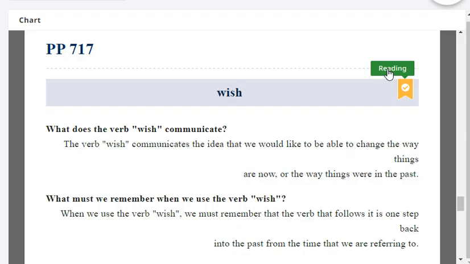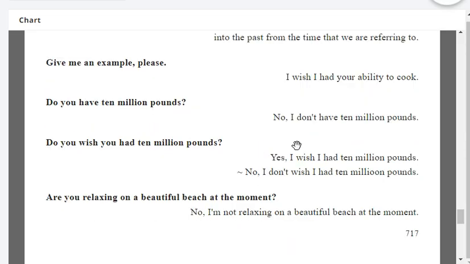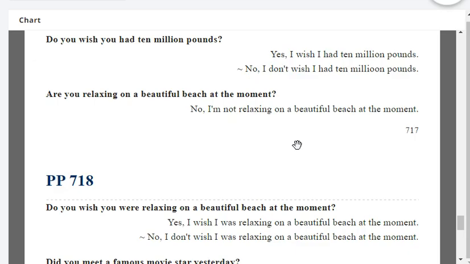I wish I had your ability to cook. Do you have 10 million pounds? No, I don't have 10 million pounds. Do you wish you had 10 million pounds? Yes, I wish I had 10 million pounds. Very good. Are you relaxing on a beautiful beach at the moment? No, I'm not relaxing on a beautiful beach at the moment. Do you wish you were relaxing on a beautiful beach at the moment? Yes, I wish I was relaxing on a beautiful beach at the moment.